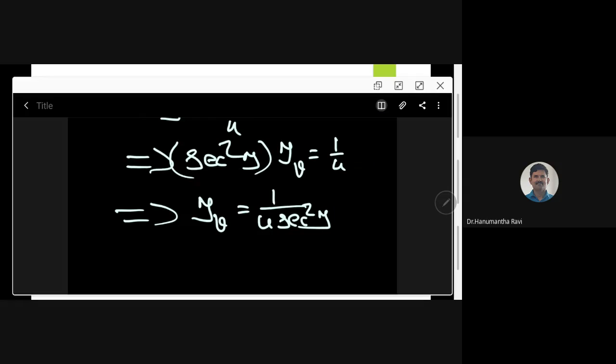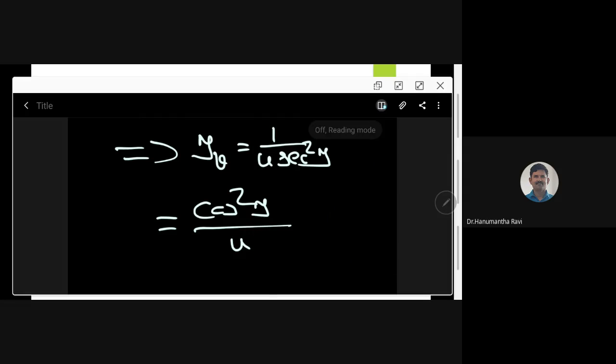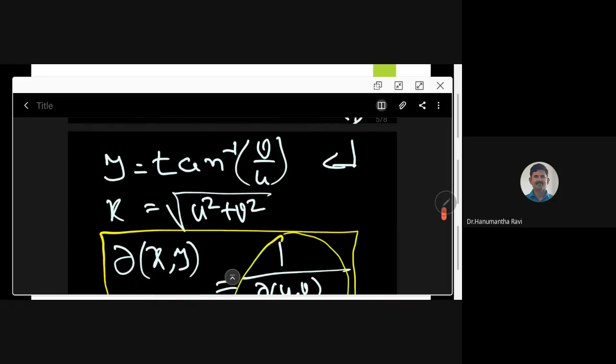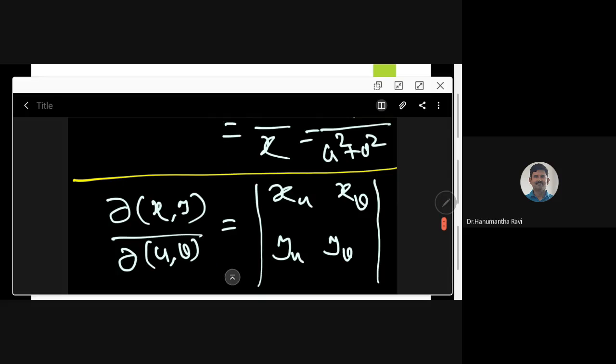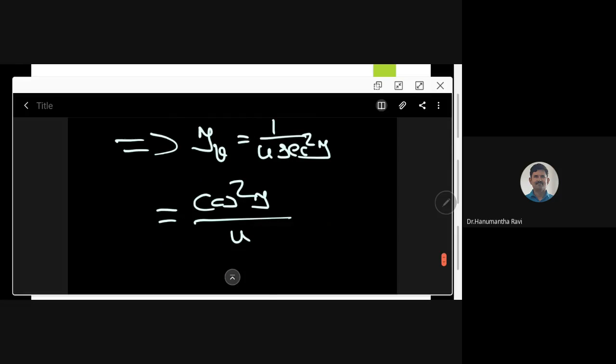So this is nothing but, secant square means cos square, so you have cos square y by u. But what is cos square y? In the given scenario, cos square y is u square by x square.